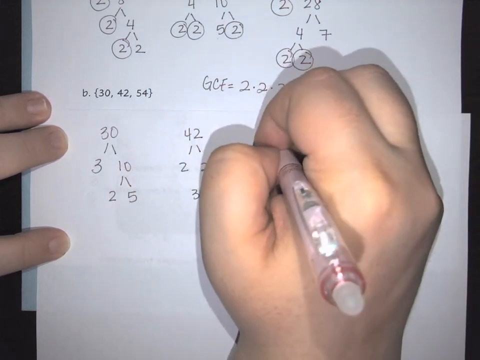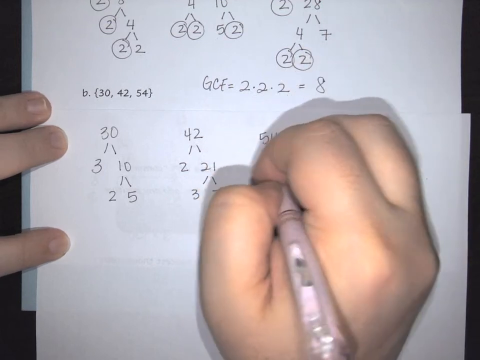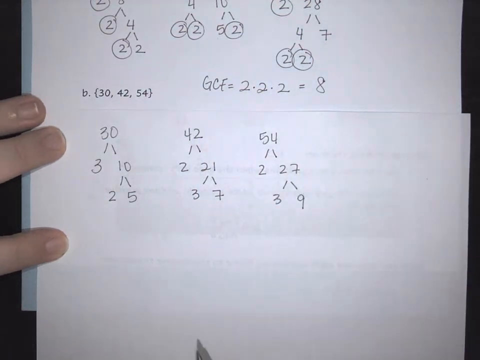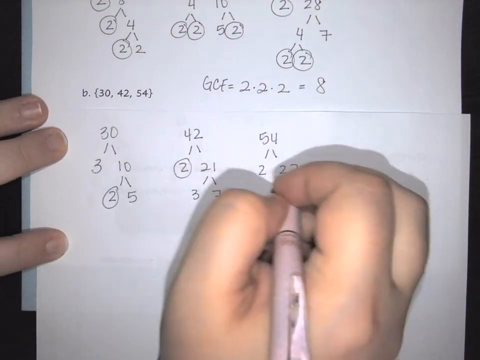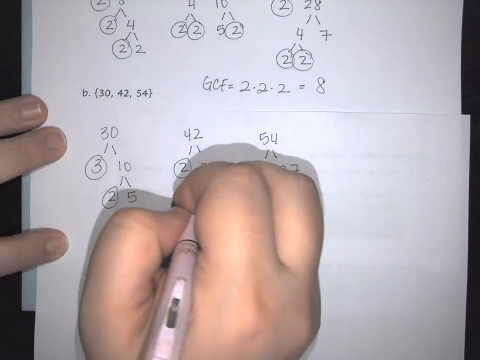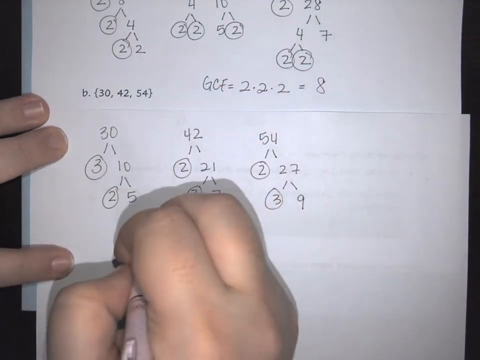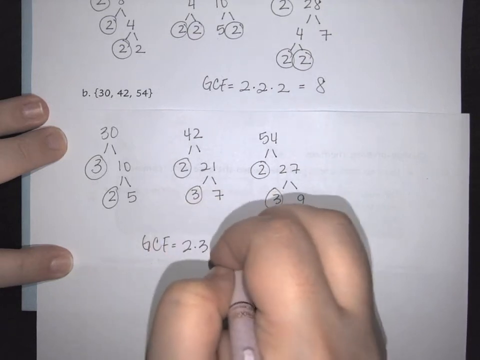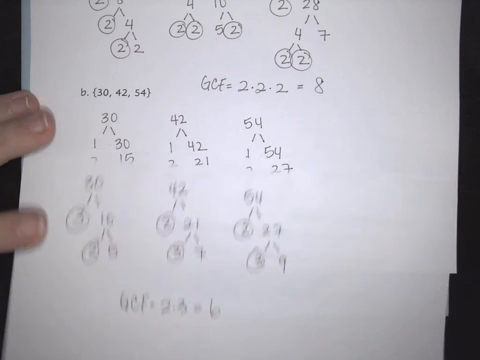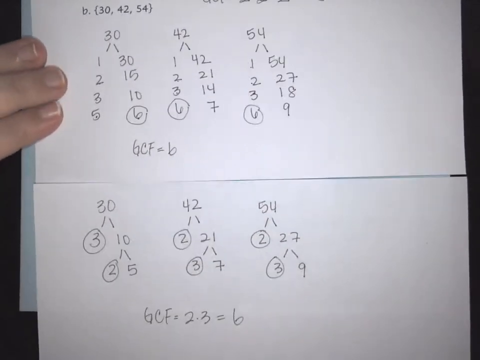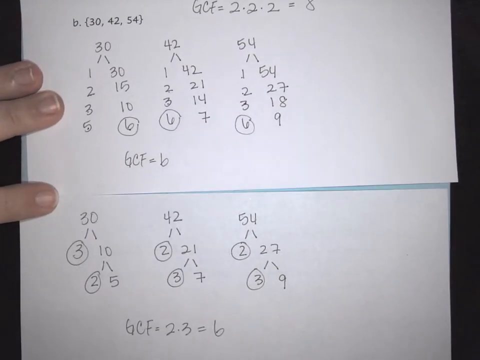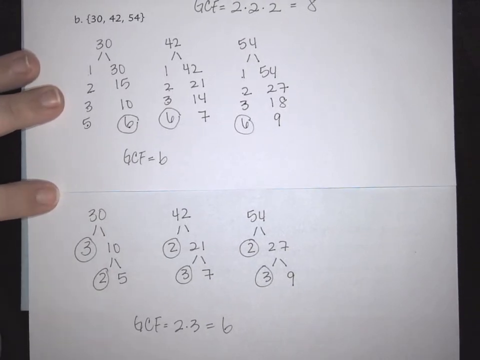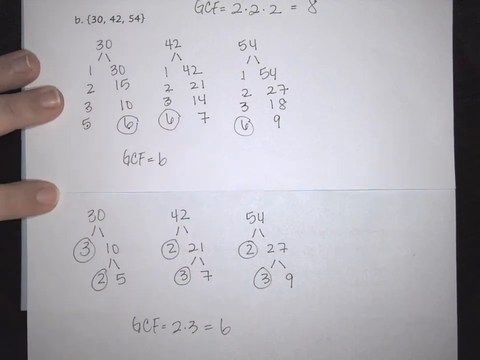And I know my 54 is going to become 2 and 27, which reduces down to 3 and 9. So if you look at these, each one has a 2, each one has a 3. Therefore, my greatest common factor would be 2 times 3, which is 6. Now if you look at that, notice we came up with the exact same result, but personally I think the prime factorization goes a lot faster than trying to do factored form.